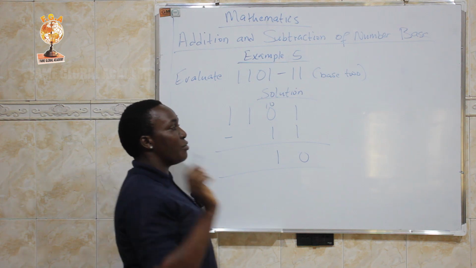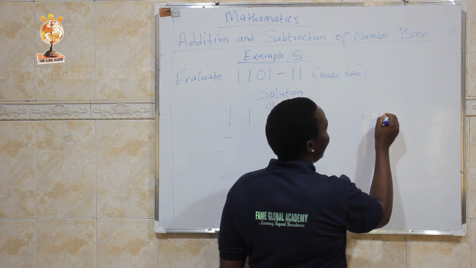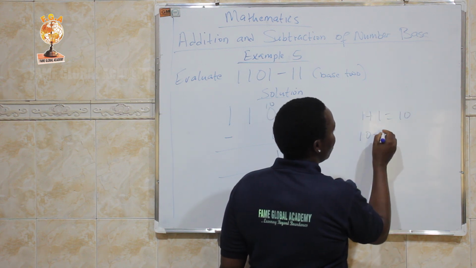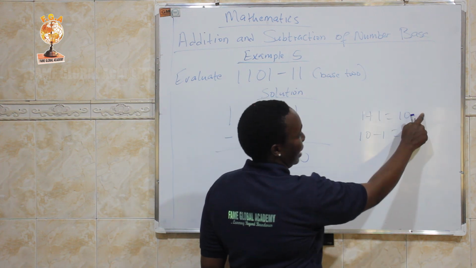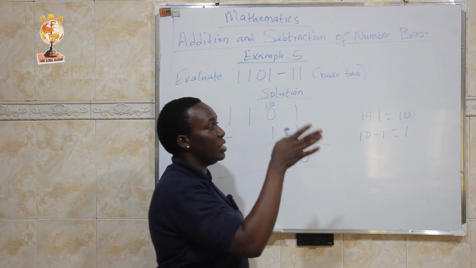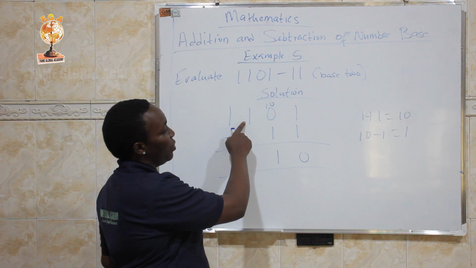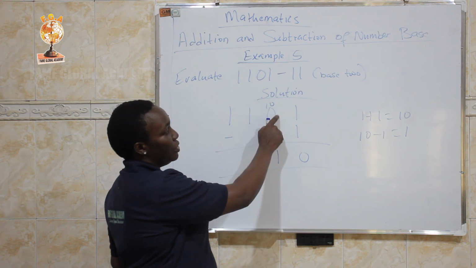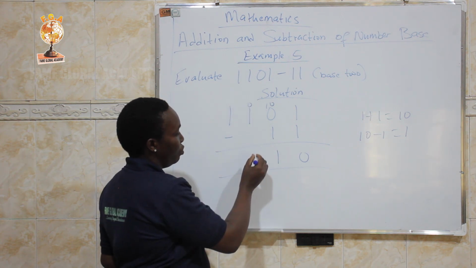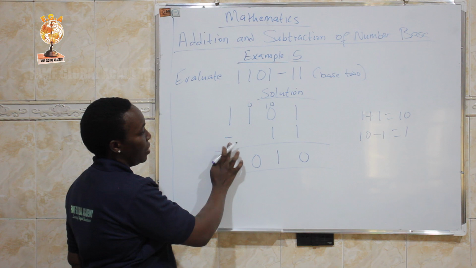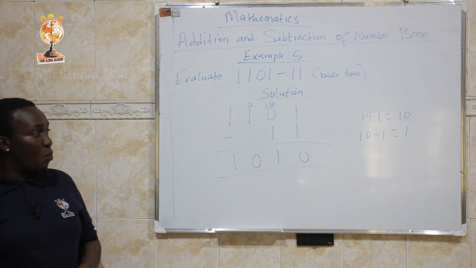So it will be 10 minus 1, which is what? 1. You agree with me that when we're doing addition of binary, we said 1 plus 1, the answer is 10. So 10 minus 1, the answer should be 1. So if 1 plus 1 is 10, 10 minus 1 should be 1. Remember we have borrowed this out to add to this 0 to make it 10, so there is nothing remaining here. So here is 0. You bring down 0 here. And also this one, there is nothing here, so you bring the 1 down. So our answer is 1, 0, 1, 0.